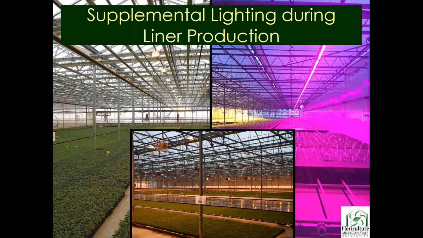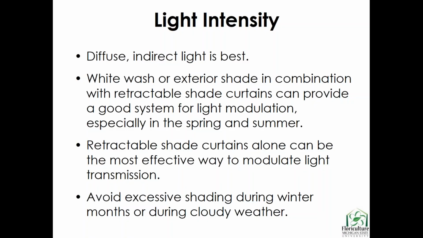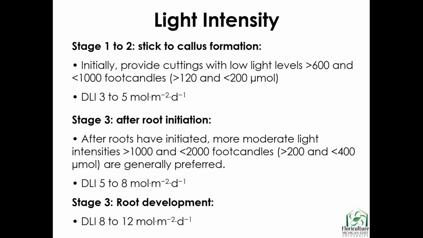So let's first look at supplemental lighting during liner production. This is, of course, rooting of cuttings. In terms of light, diffuse light is obviously best. Indirect light also works. So how can you do this? Well, you can use whitewash, or if you have some sort of retractable shade curtain, that works really well. You want to avoid excess shading during the winter months. Oftentimes, we have energy curtains, and we can use those energy curtains to help us maintain our temperatures. But by using them, we really reduce our daily light integral, and that can be detrimental to the rooting process. So these are some general recommendations.